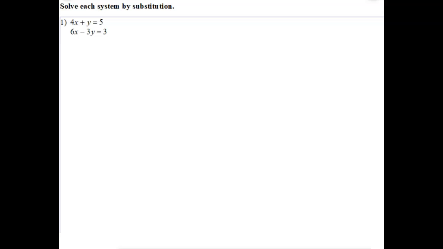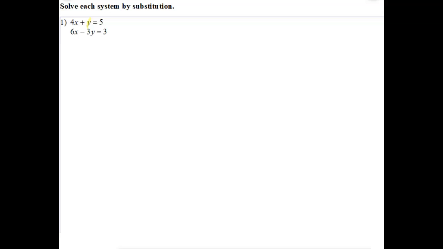Before you can do substitution, you really need to get one of the variables alone. And it doesn't matter which one, but when you have a system like this, you look at the coefficients. And I have a y here that has a coefficient of 1. That will be easier to isolate than something that has a coefficient in front of it, because then I'd have to divide. I won't have to divide by anything to get this y alone in the first equation.